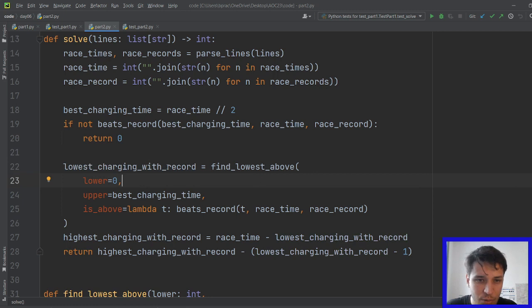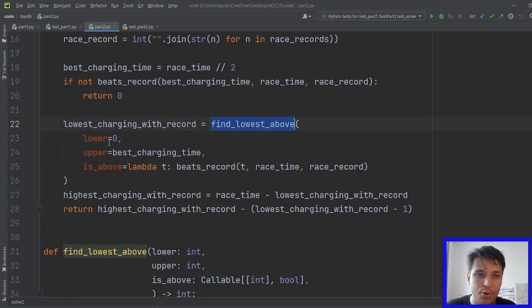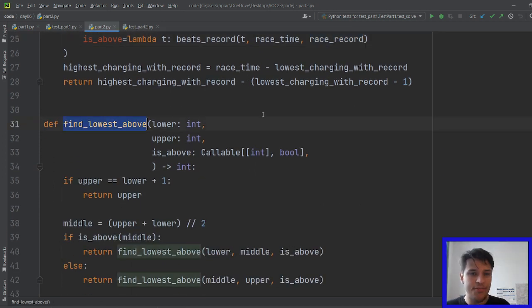So in particular, we can have this function which takes as an input one value which does not give us a record and one value which does give us a record, and then a function that tells us whether a particular integer t, a particular charging time t, actually beats the record or not. That would be given by this function which just takes one integer t and calculates whether t beats the record based on race time and race record. Okay, let's look at the implementation of this find lowest above.